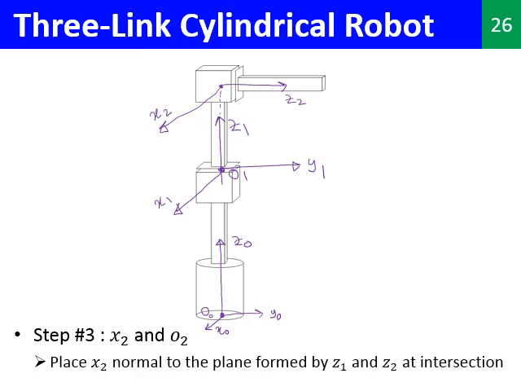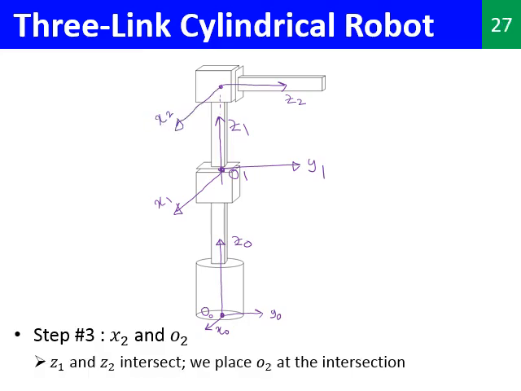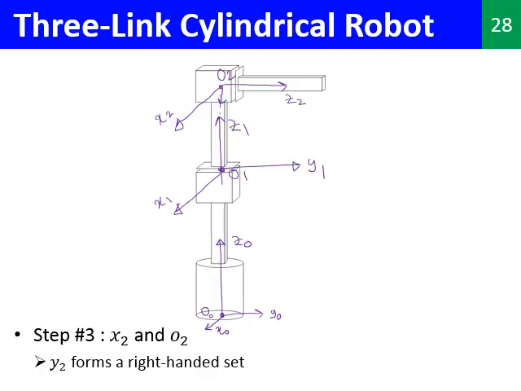Okay. And we are going to place the origin of frame 2 at the intersection of Z1 and Z2. So we have it here. Okay. Y2 should form a right-handed set. Therefore, Y2 should be in this direction. Okay.